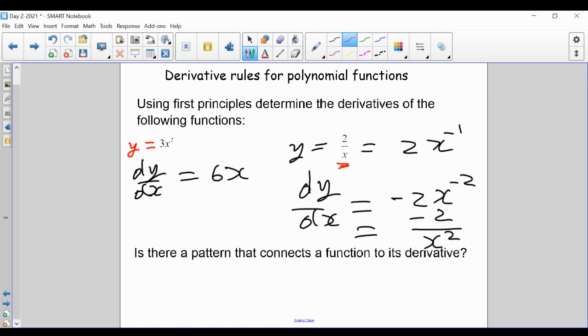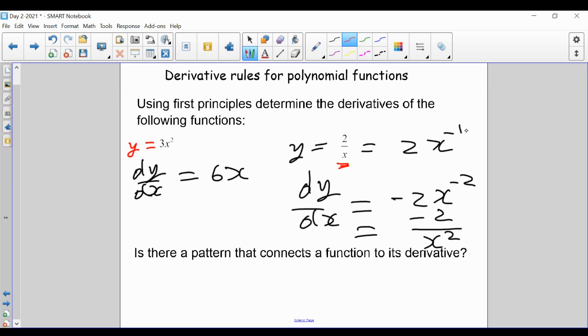So what you'll notice is that in the first case, I took the exponent and multiplied it by what was in front. So that's why I got 2 times 3, which is 6. Then I subtracted 1 from the exponent, so it just comes down to simply 6x. I did the same thing with the second one. I multiplied the minus 1 times the 2, which gives me minus 2.